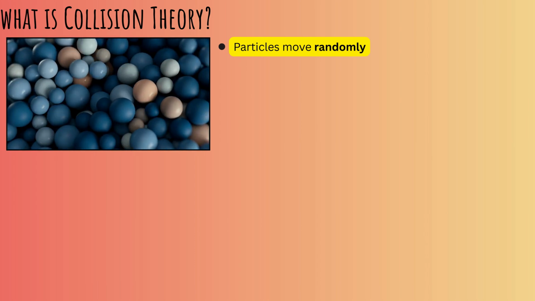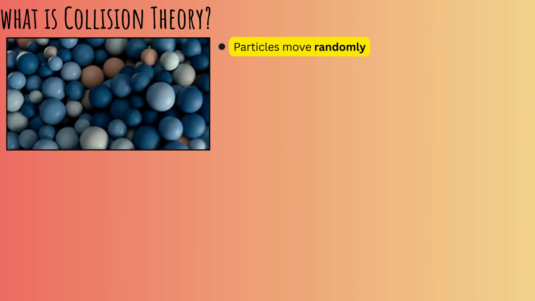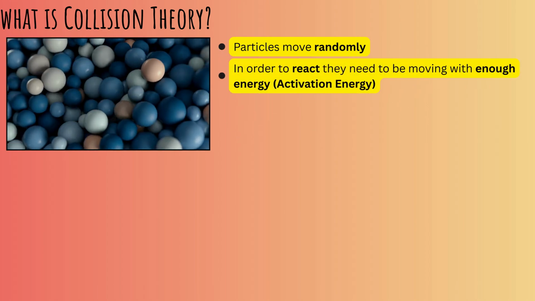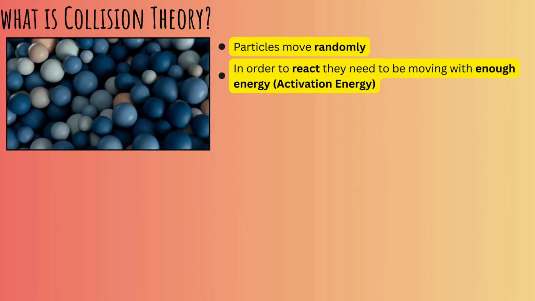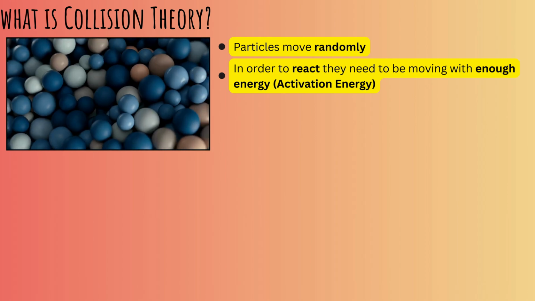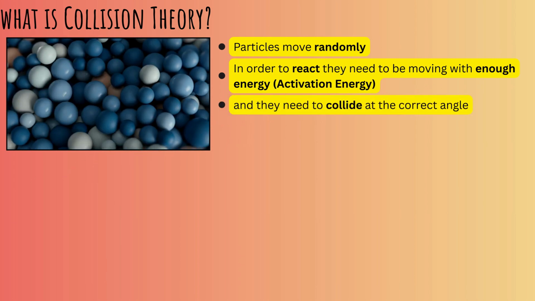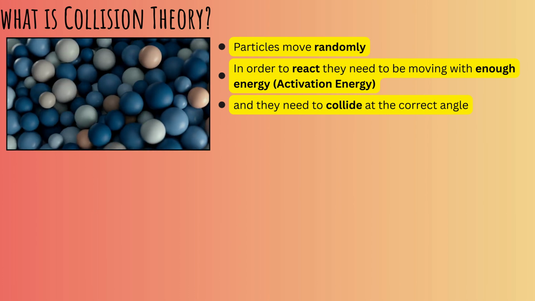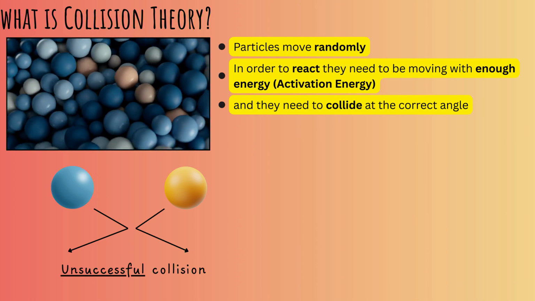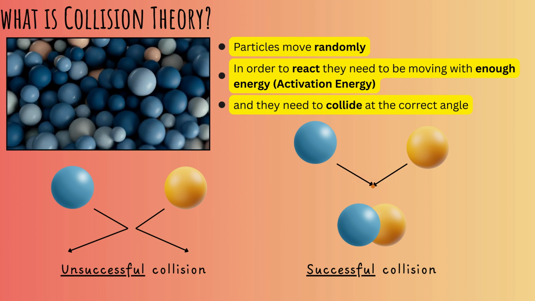When 2 different particles, either elements or compounds, meet, they must meet 2 criteria. They must collide with enough energy. You may recognize this as activation energy from exothermic and endothermic reactions. They also need to collide at the correct angle to make or break those bonds. If they fail to meet those criteria, they simply bounce off of each other in an unsuccessful collision. But if they do, they will successfully react and form a new compound.